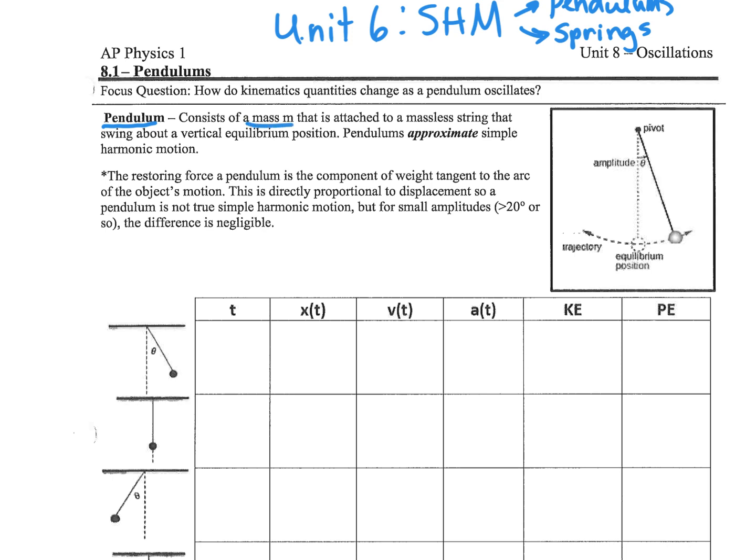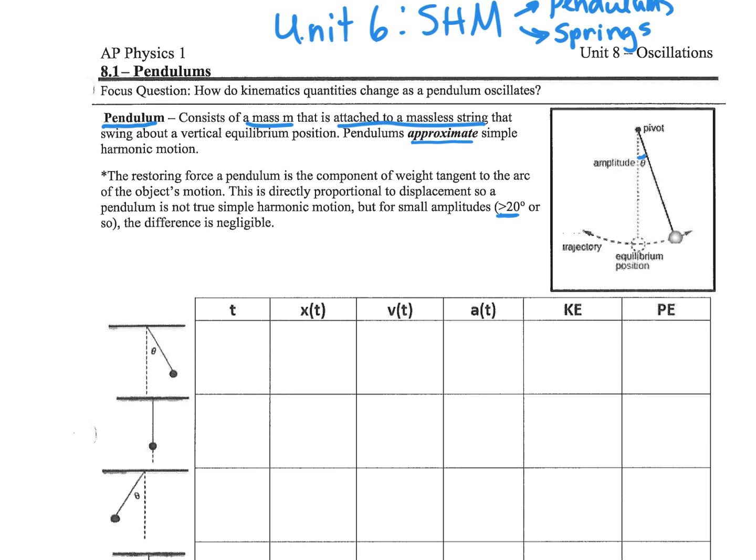You've got a mass on the end of a string. We consider the string to be massless, and this thing is going to go backwards and forwards, or side to side, either one you want to think about. Now what we know is that a pendulum approximates simple harmonic motion. It just approximates it. It's not exactly what we consider simple harmonic motion, but if we keep the angle of the amplitude small enough, which we say is about less than 20 degrees or so, then it does approximate simple harmonic motion pretty well.